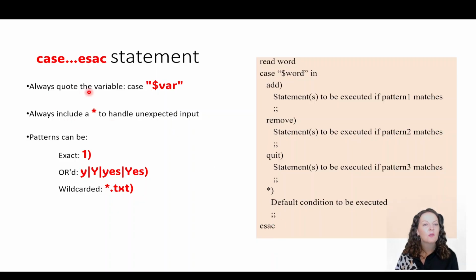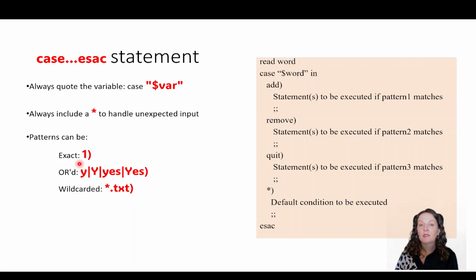So what you can have, you always quote the variable. So case, quote, variable, right? So there's my case, quote mark, dollar, and my variable name is just called word because that's what I'm after taking in from the user. In, and then these are the options. So do I want a menu that says add, remove, quit? They're my options I'm giving to the user.